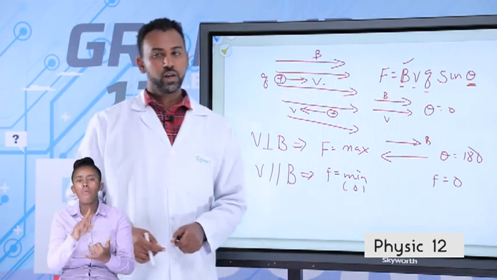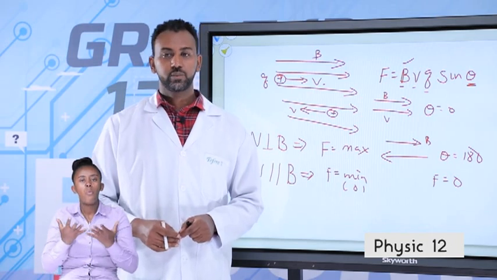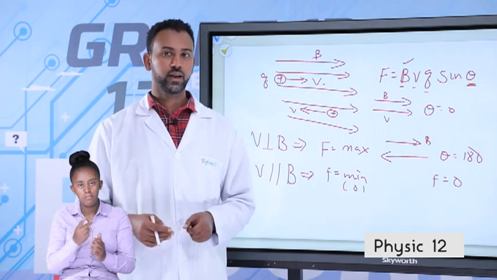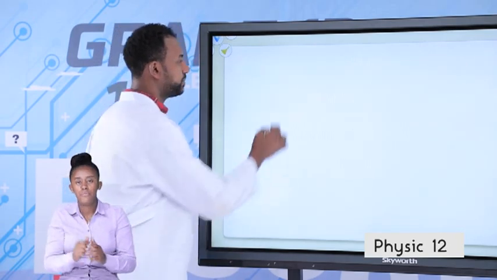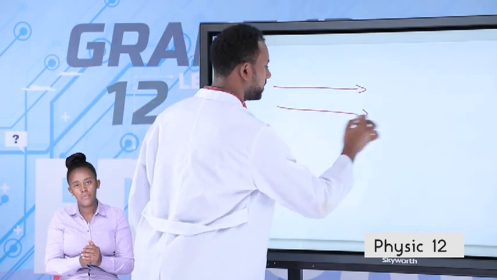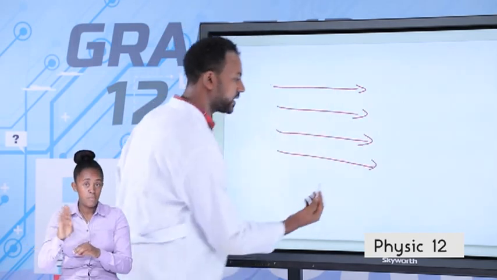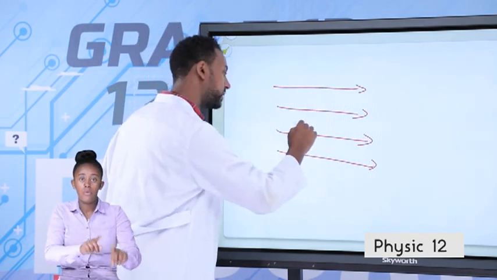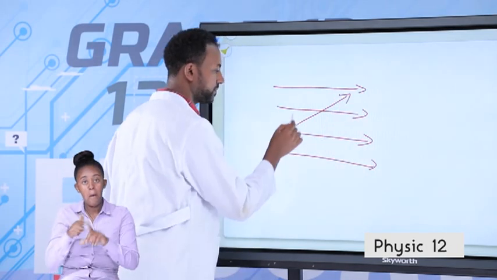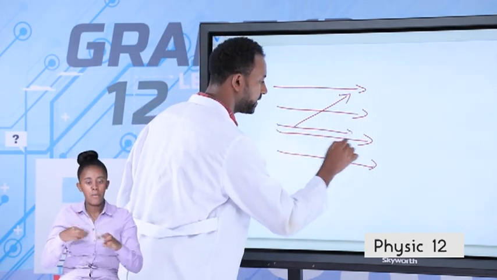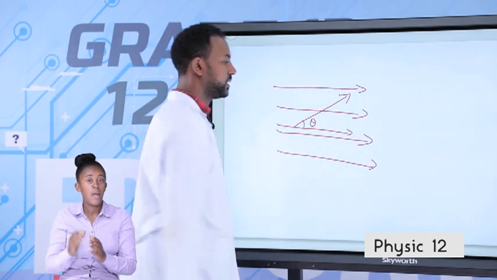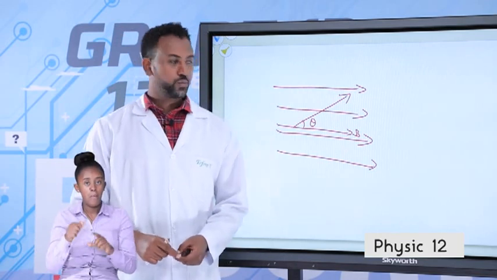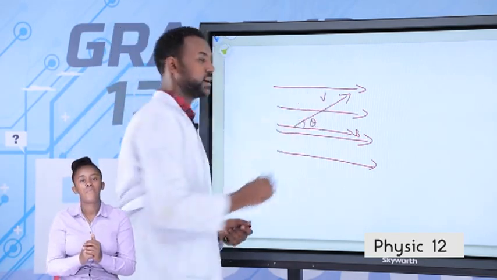Now let me ask you one question. What would happen to the charged particle if it moves neither parallel nor perpendicular, but at some angle theta? Meaning, for example, here you have a magnetic field. This charged particle is moving neither perpendicular nor parallel to the field, but at some angle theta from the magnetic field.